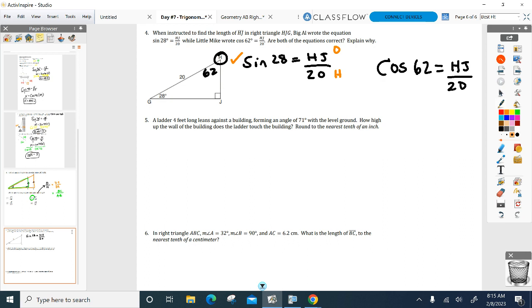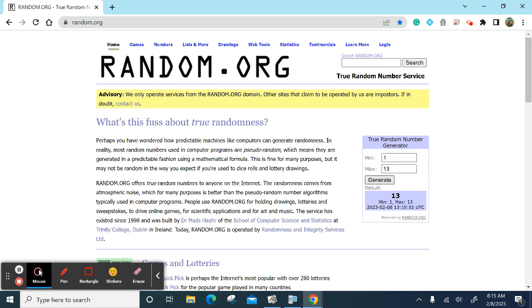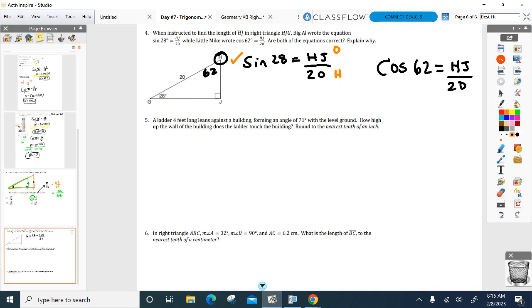Is he correct? Well, what's cosine equal to again? Adjacent over hypotenuse. So now everybody look at 62 degrees. Is HJ adjacent to where 62 is? Yep. And is 20 the hypotenuse? Yes. So they are both correct.